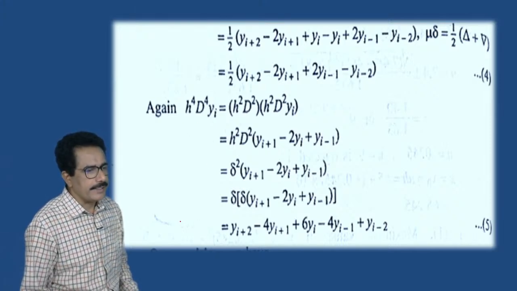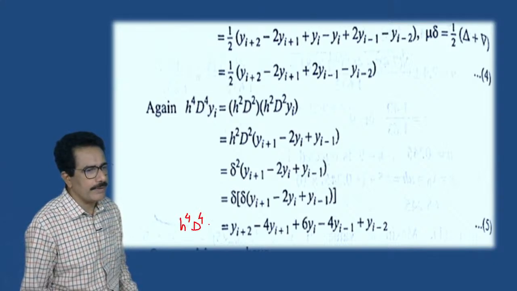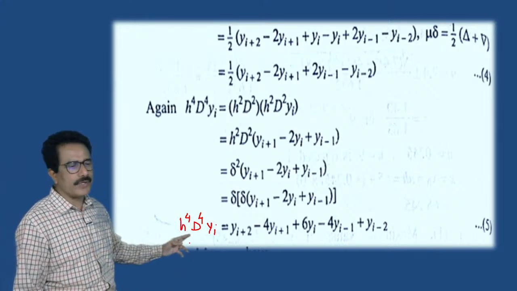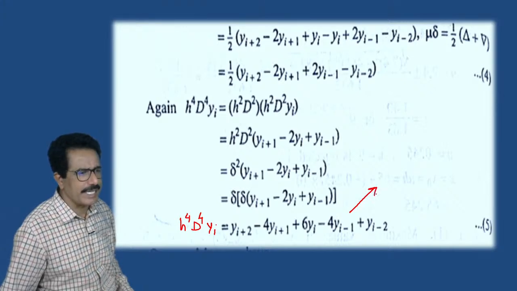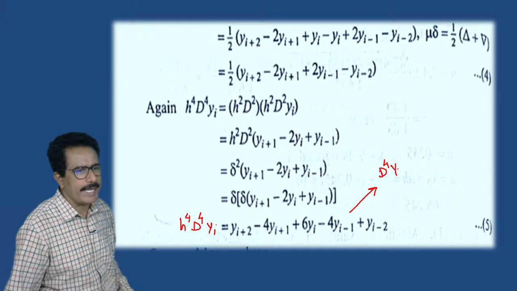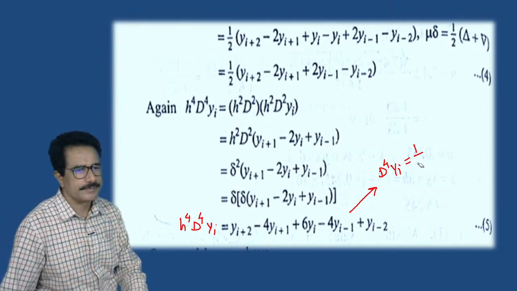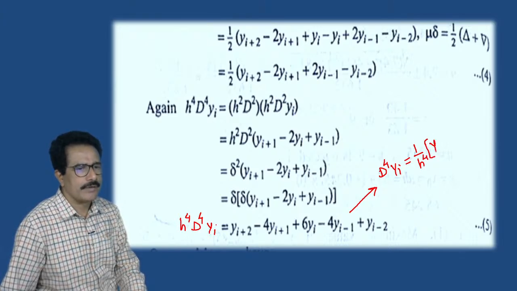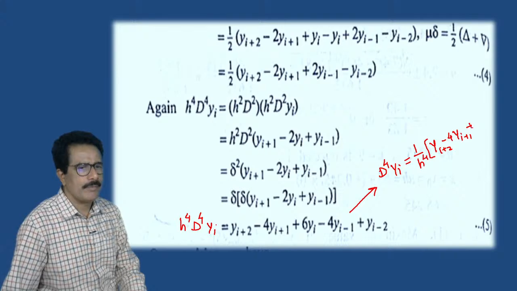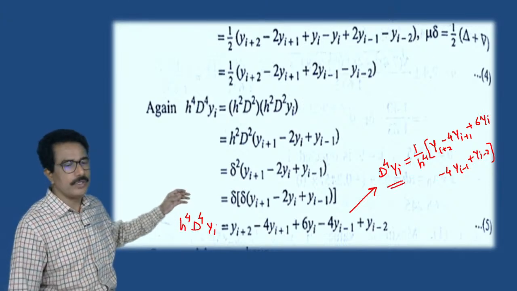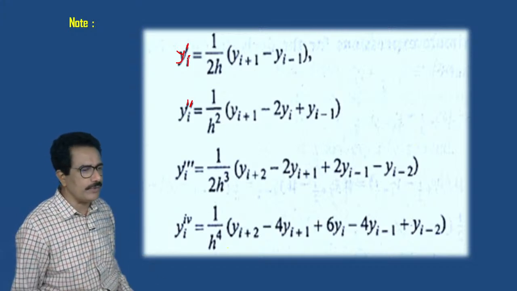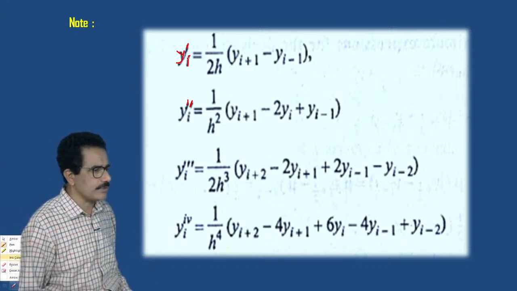This is the fourth order derivative, h raised to 4 D raised to 4 yi. This can be written as follows. D raised to 4 yi, where D means derivative, h raised to 4 goes to the division: 1 upon h raised to 4, in a bracket, yi plus 2 minus 4yi plus 1 plus 6yi minus 4yi minus 1 plus yi minus 2. In this way we take the fourth order derivative. So we can write this fourth order derivative; you can also write it as D4 of yi.